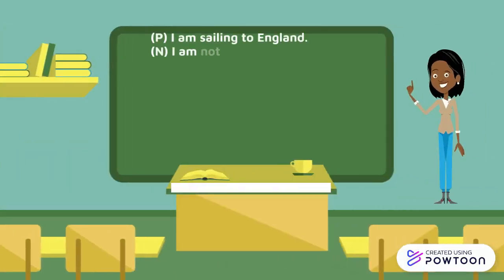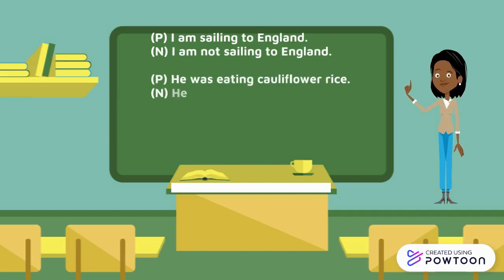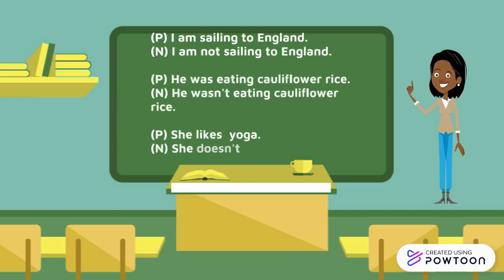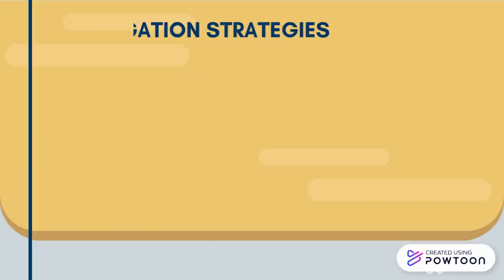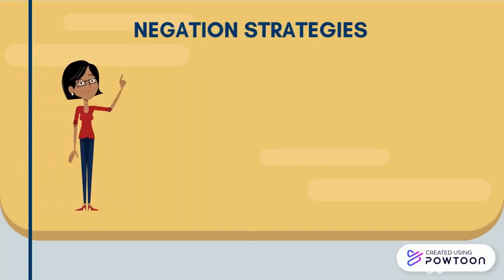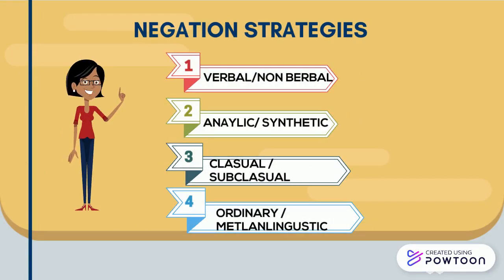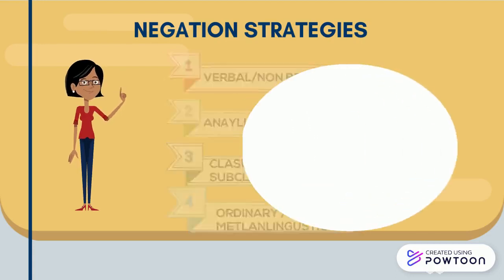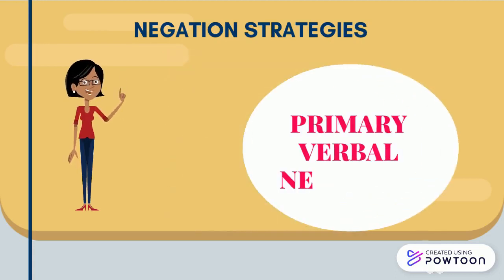Let us look at some sentences where positive clauses are converted into negative clauses using the process of negation. The negation process employs different strategies to convert a positive clause into a negative clause. However, for the purposes of this video, we will solely focus on primary verbal negation.